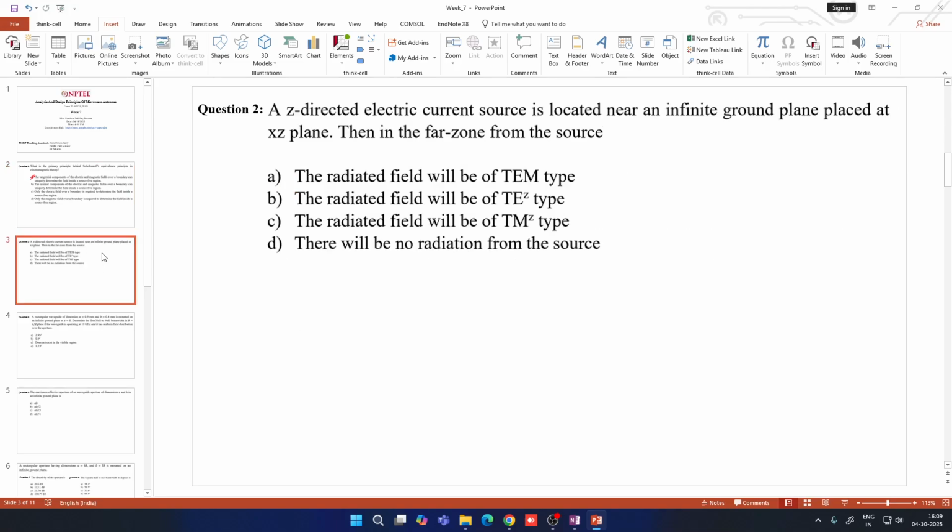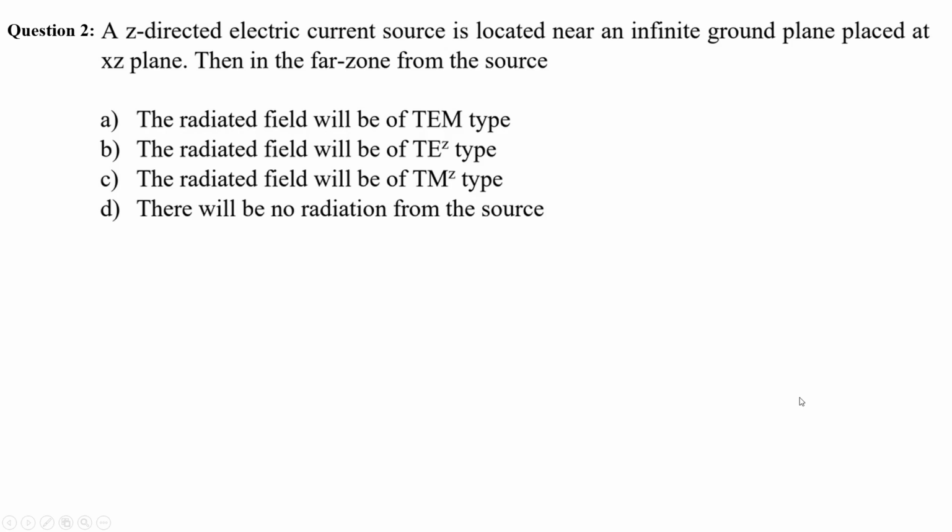Now we will move on to question number 2. A Z-directed electric current source is located near an infinite ground plane placed in the XZ plane. Then in the far zone from the source, what will happen? Four options are given. The radiated field will be of TEM type, TE type, or TM type. And option D is there will be no radiation from the source.